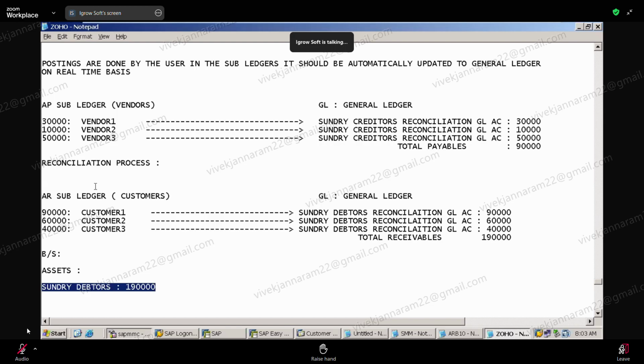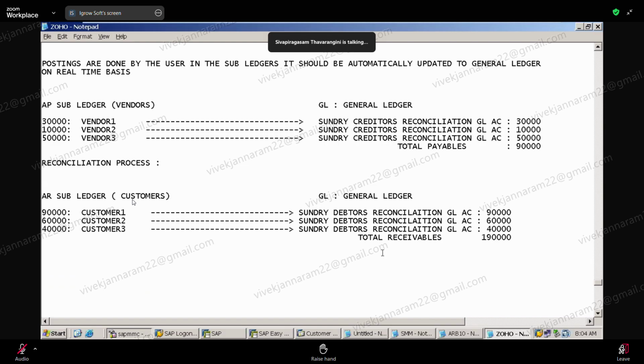We cannot take all customers into the balance sheet. Customer one, customer two. I have 70,000 customers. Can I show 70,000 customers in the balance sheet? No. Is it clear? That's why we have GL accounts and the reconciliation process. So everybody understood the reconciliation process?